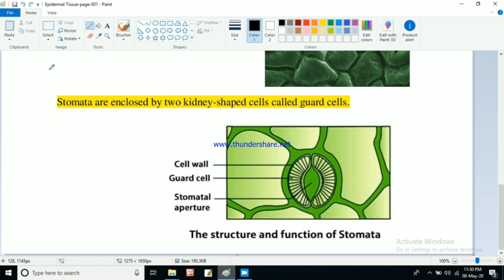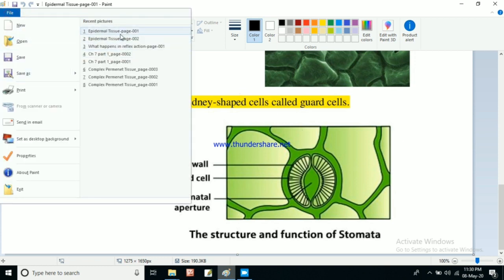So these guard cells regulate the opening and closing of stomata. So this is the main function. That's why these guard cells are present around this stomata. So I hope up to this much is clear.